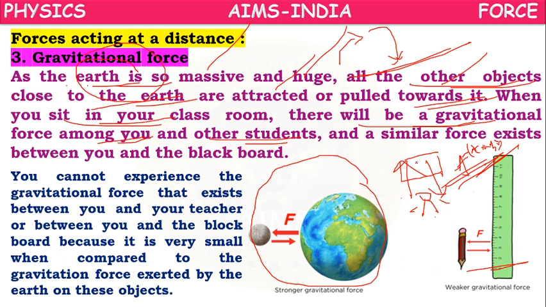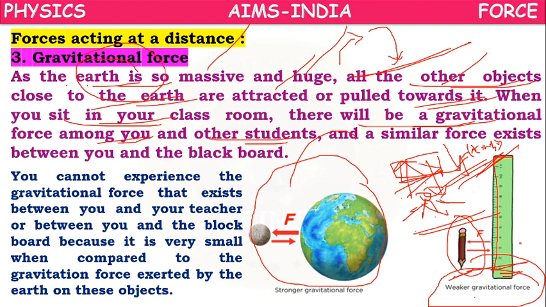We have to say that between the blackboard and you, the attraction force is there, but compared to the earth it is negligible, very, very small. That's why you cannot observe it. But we should not say there is no gravitational force. Between the scale and pencil, there will be a gravitational force, but very weak. Between the earth and other planets, or the earth and moon, there will be a strong gravitational force.